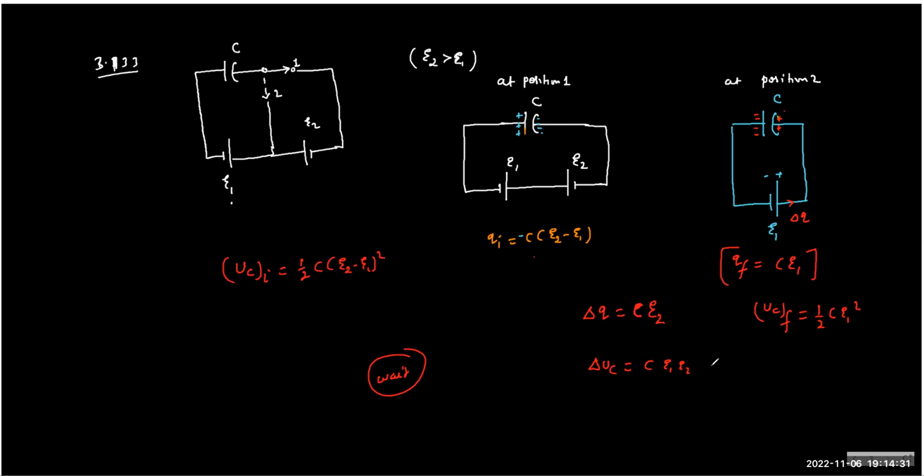Yes. Is it like this? Yes, E2 square. And then delta H is how much then? I got the answer as half C E2 square. Final answer. Okay, that's the correct answer.